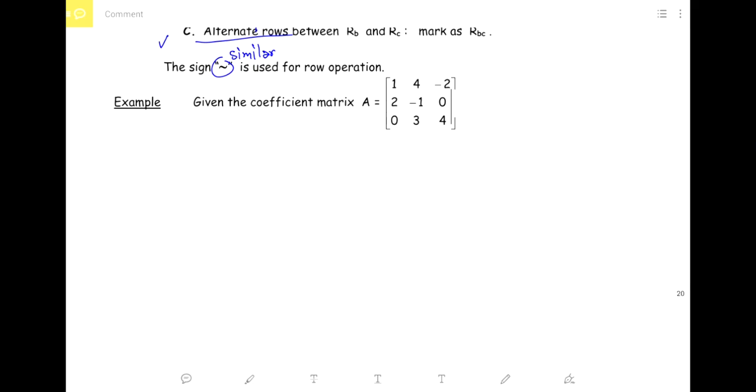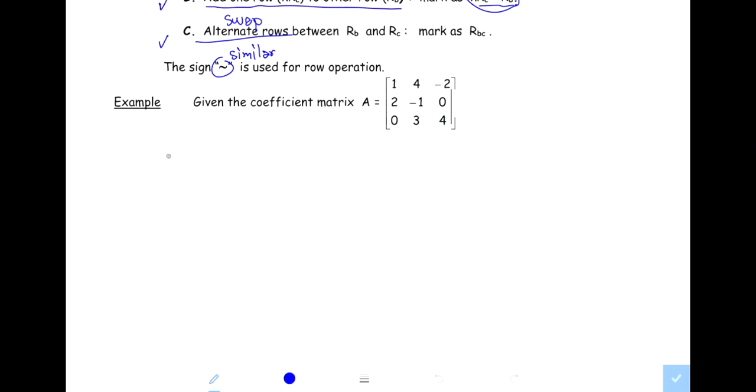I'm sorry. This one we have the coefficient matrix: 1 4 -2, 2 -1 0, 0 3 4. I'm going to show you how to work with row operations, like multiplying. If I want to change this coefficient matrix into something new, maybe I'm going to write it like this. Start with the original 1 4 -2, 2 -1 0, and 0 3 4 like this.